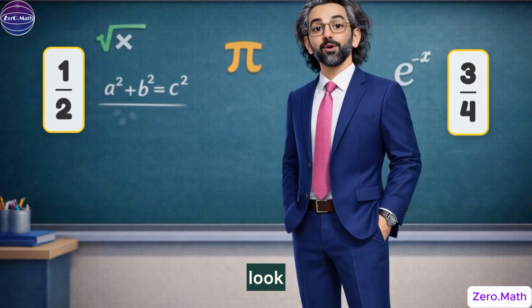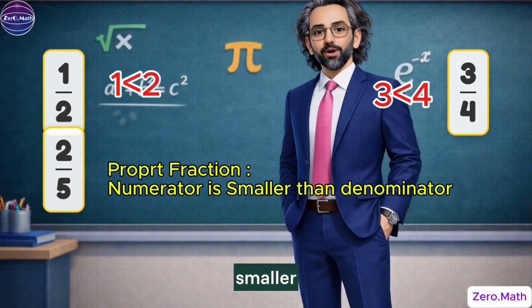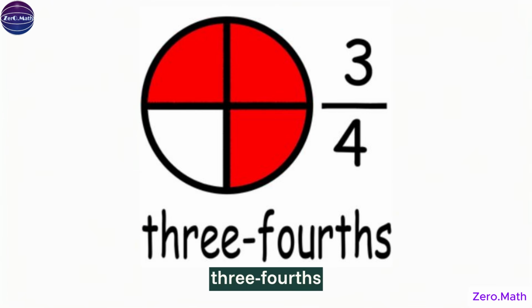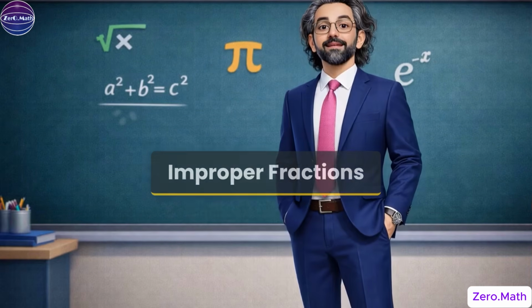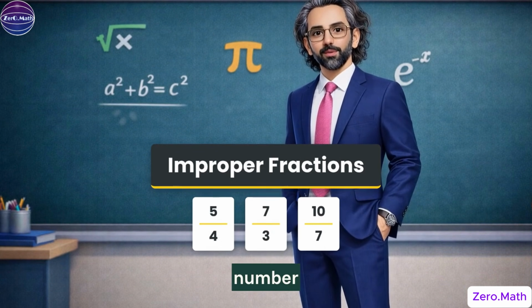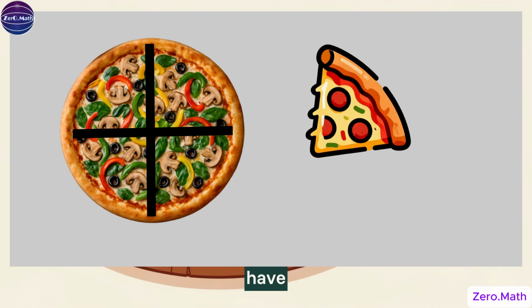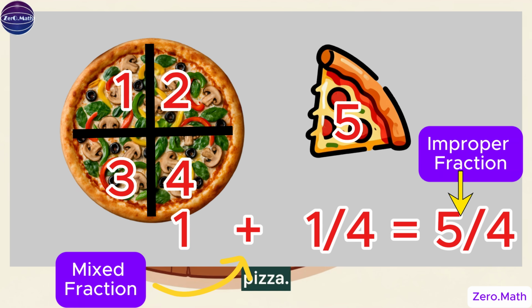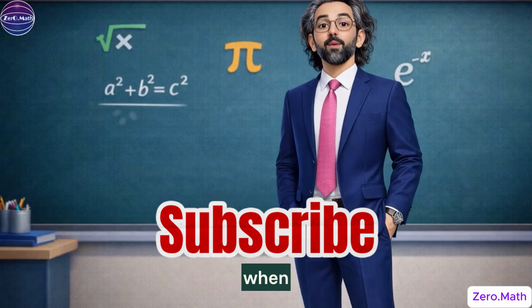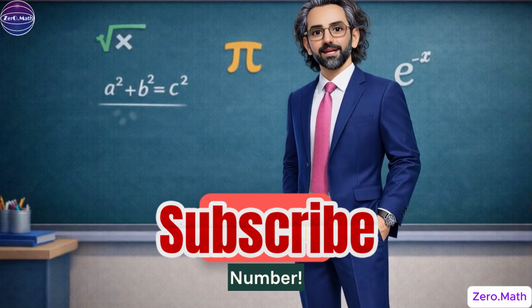First, let's look at proper fractions. This is when the top number is smaller than the bottom, like 3/4 of a circle. It's less than one whole. Next are improper fractions. This happens when the top number is equal to or larger than the bottom. That means you have more than one whole, like having 5/4 of a pizza. Yum! And when we combine a whole number with a fraction, we call it a mixed number.